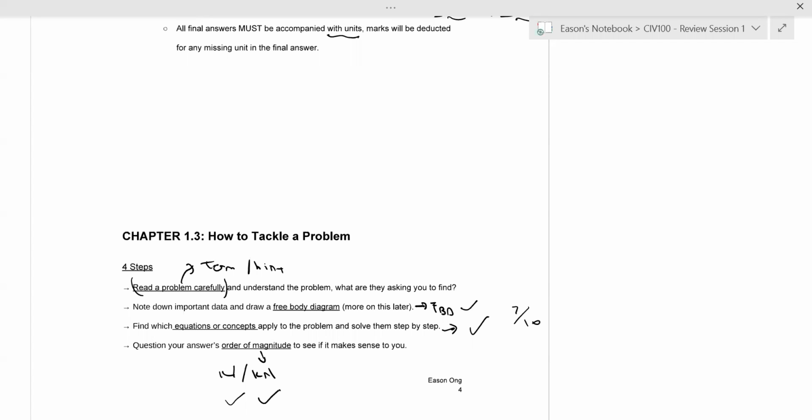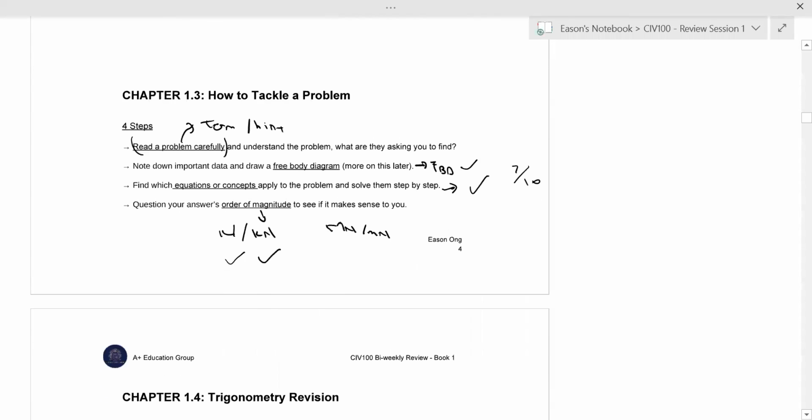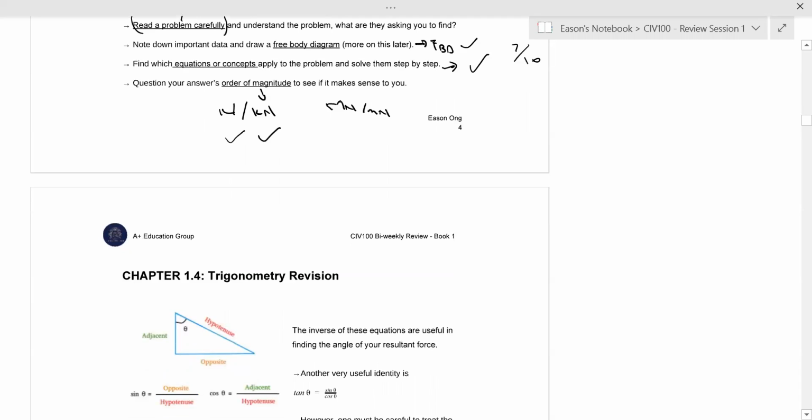Because CIV100 is quite hard as it is, and you don't want to lose marks over things that are not necessary. So as I said, kilonewtons and newtons are fine, but if you come across meganewtons or millinewtons, these are ridiculously big or ridiculously small. Unless you are dealing with something that's extremely heavy or extremely light, you shouldn't come across these units, okay?